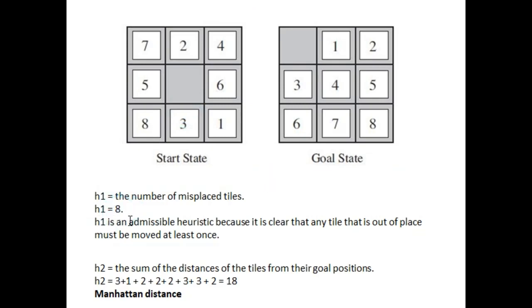But an important point is that h1 is an admissible heuristic. We have talked about the admissible heuristic. If we solve this through A star search, the first condition is that we must have an admissible heuristic. So h1 is an admissible heuristic because it is clear that any tile that is out of place must be moved at least once.